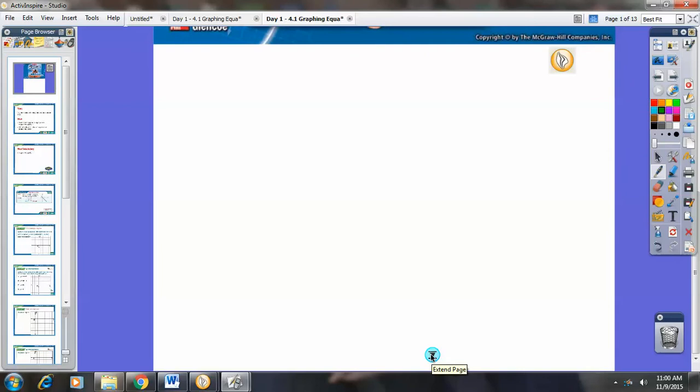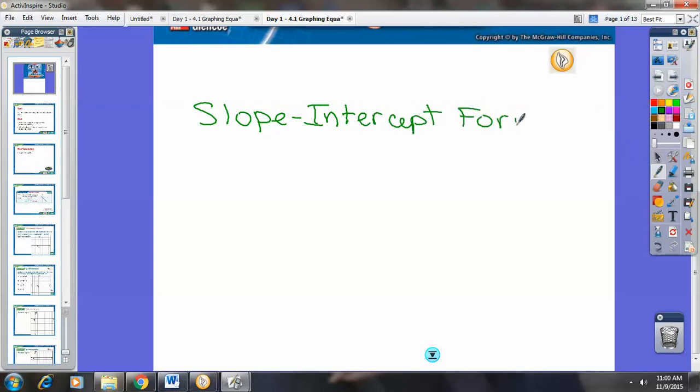When I say slope-intercept form, first of all, it's called slope-intercept form because this equation is going to give you a slope and it's going to give you a y-intercept. Everything we need to graph. Y equals mx plus b. When I say slope-intercept form, that's what I'm referring to. Y equals mx plus b. You will know this very, very well.